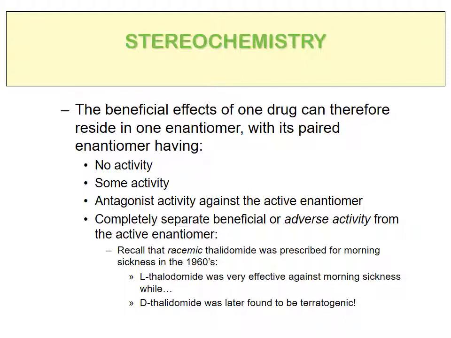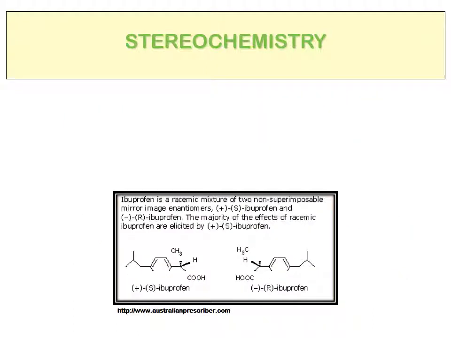Okay? Here's a good example of a drug. Ibuprofen is a racemic mixture of 2 non-superimposable mirror image enantiomers, the rectus and the sinister ibuprofen. The majority of the effects of racemic ibuprofen come from the sinister ibuprofen. So we get both, but really most of the effects we get come from that sinister side. The rectus just doesn't do much. So probably it's just too expensive to isolate, and it's not that harmful to keep both. That's what I'm guessing.